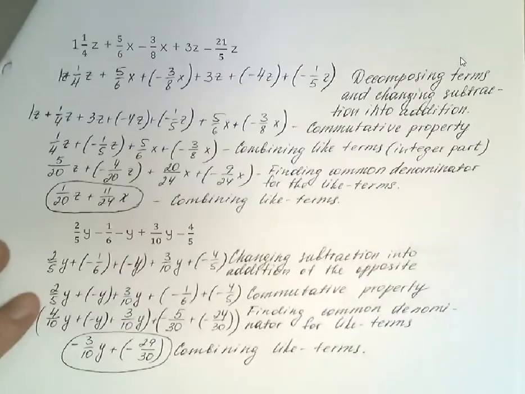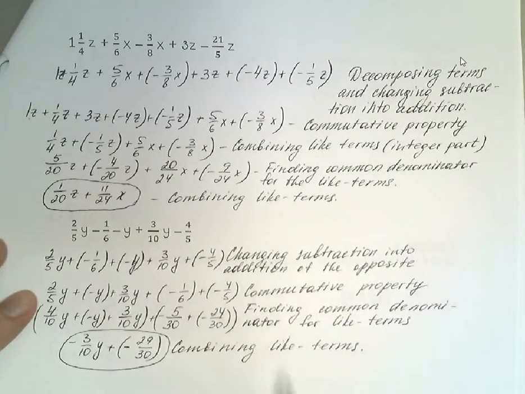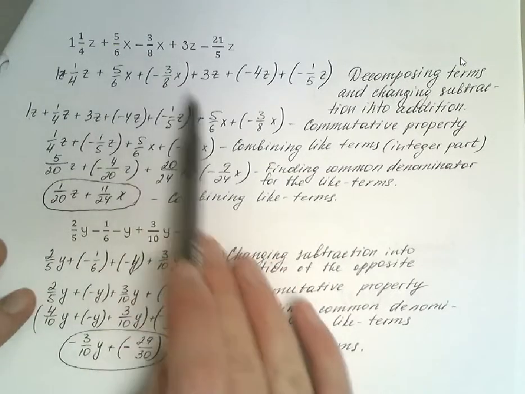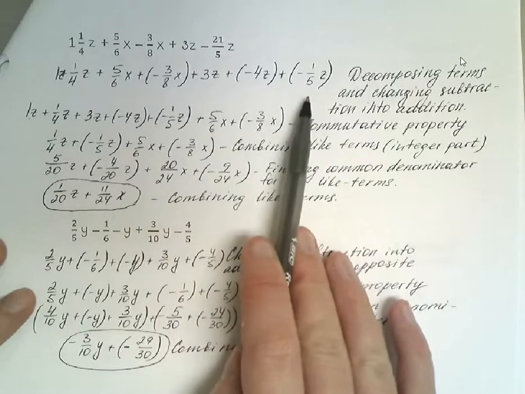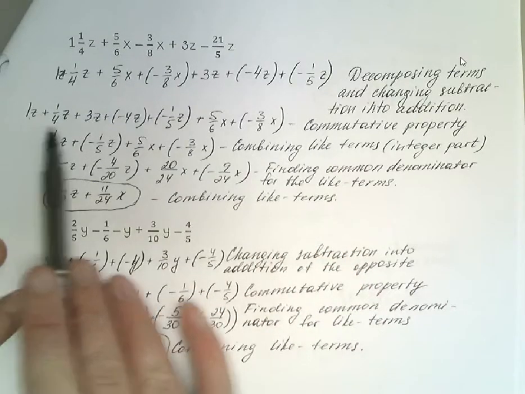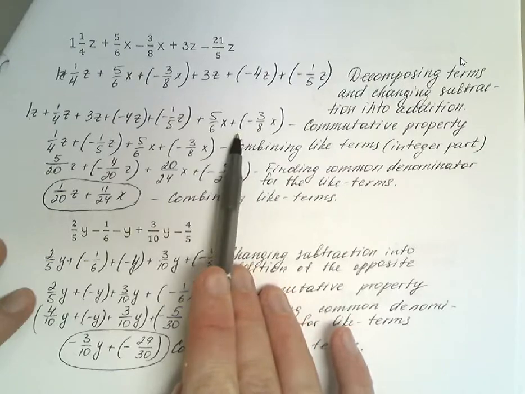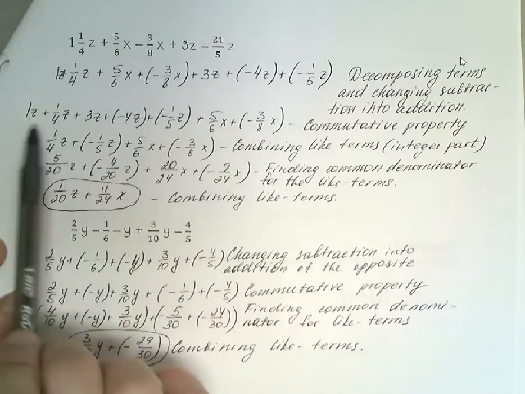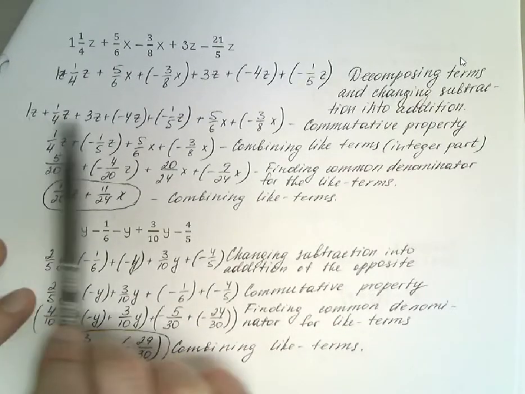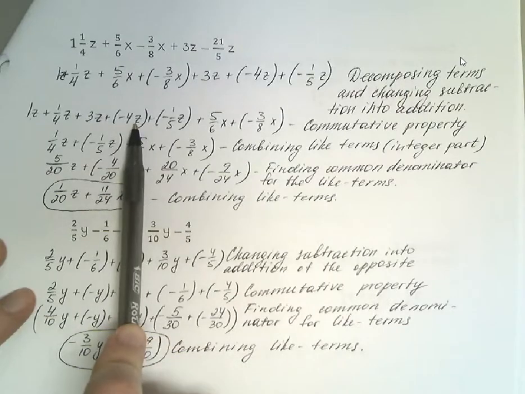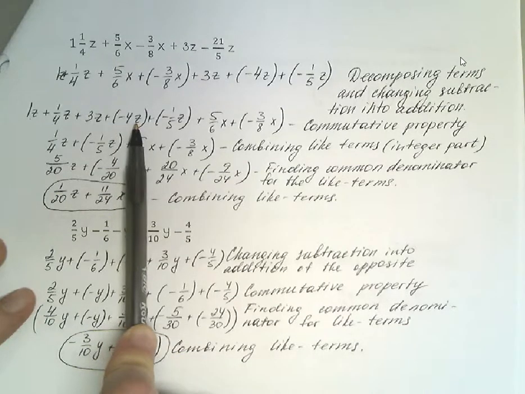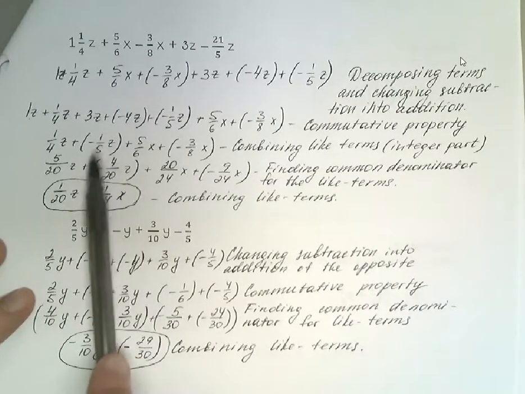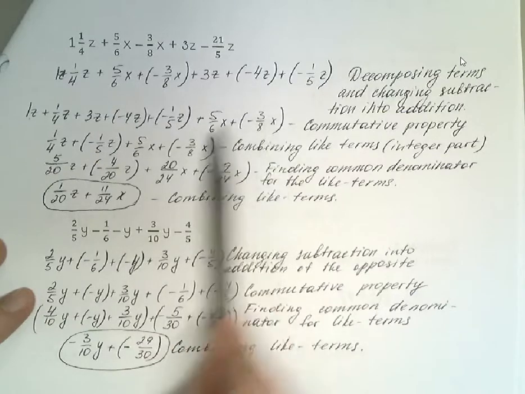In the third problem, that took a little bit of extra step. First, I decomposed my mixed numbers, and then changed subtraction into addition of the opposite. Then I used commutative property, just like in the previous two problems, to separate the z's from the x's. Then I combined the integer part. So when I added 1z plus 3z plus negative 4z, I got 0, right? So I didn't even put that down here, but I put 1/4 z and negative 1/5 z. And so I just rewrote the x's part.